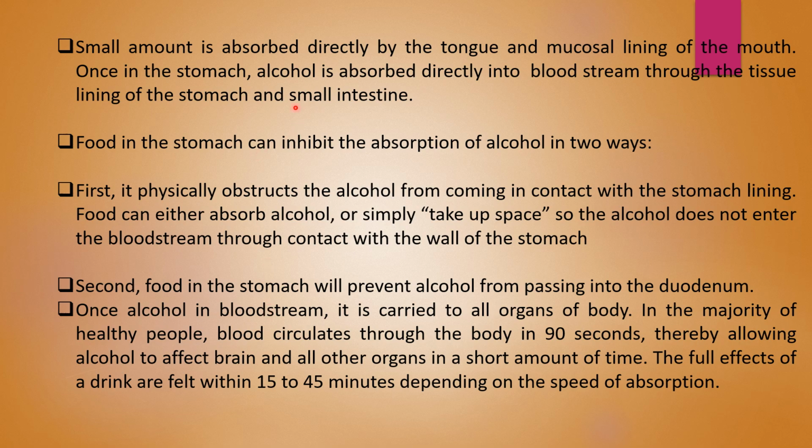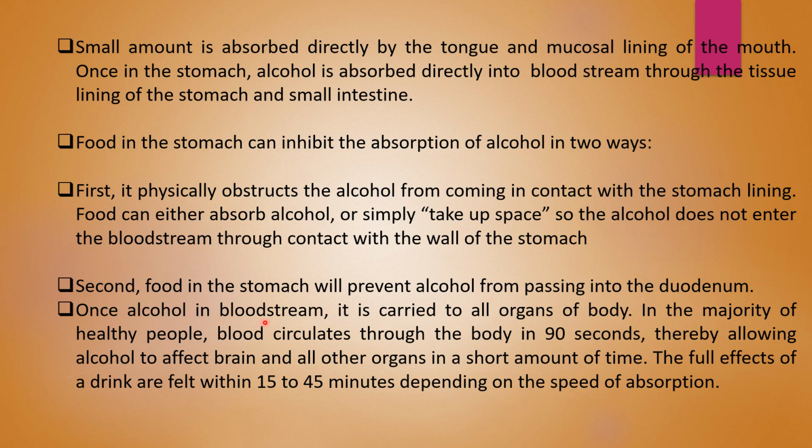Once in the stomach, alcohol is absorbed directly into the bloodstream through the tissues lining the stomach and small intestine. Food in the stomach can inhibit the absorption of alcohol in two ways. One, it physically obstructs the passage of alcohol from coming in contact with the stomach lining. Secondarily, the food in the stomach will prevent the alcohol from passing into the duodenum.